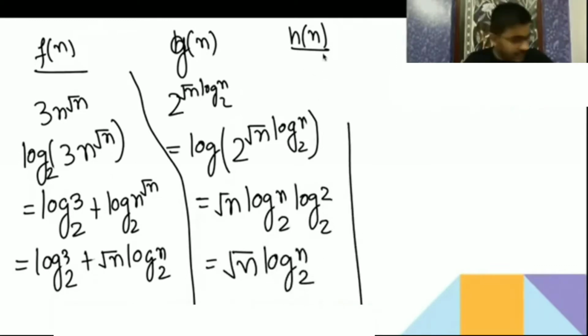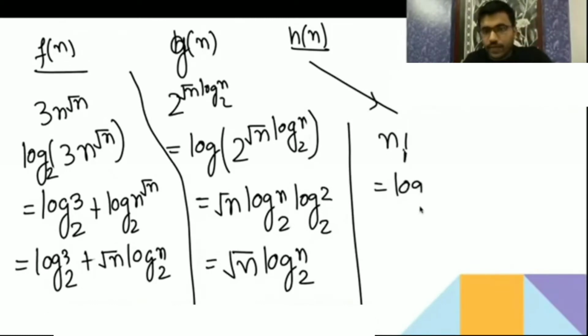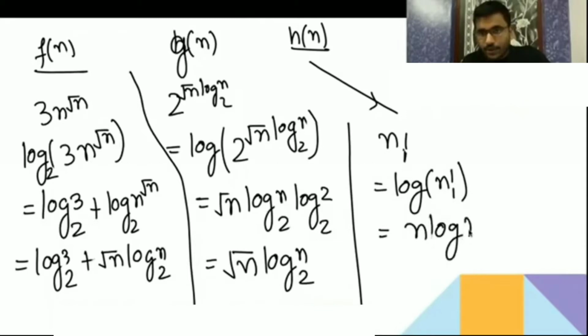Now Hn is your n factorial. If we take log of n factorial, by Stirling's approximation you are going to get n log n. Now tell me which one is bigger. Hn is the bigger one, because it is n log n, while the others are root n log n and root n log n with some constant addition.